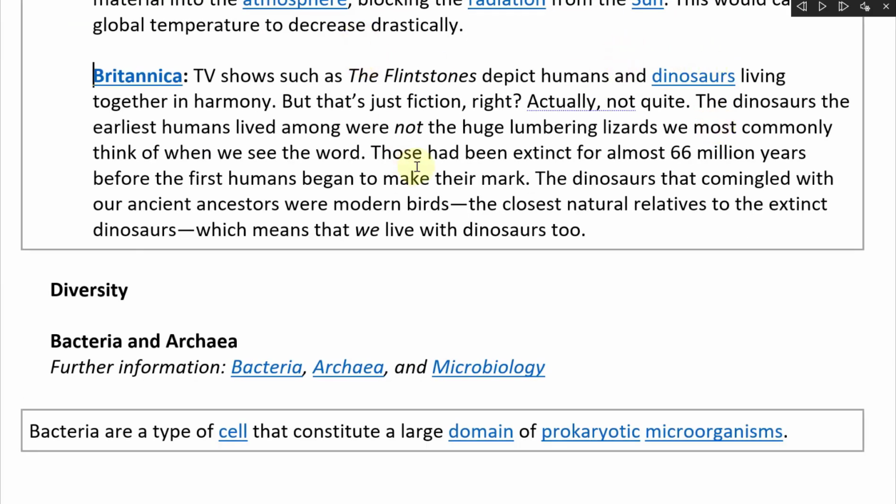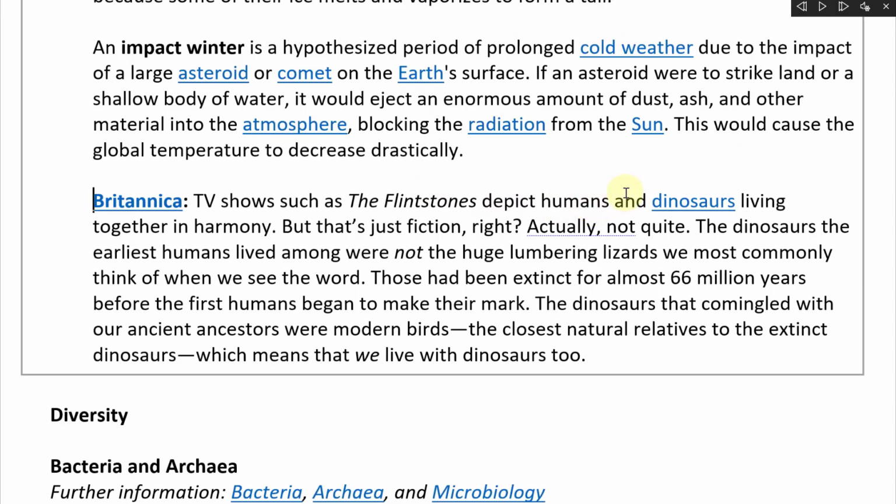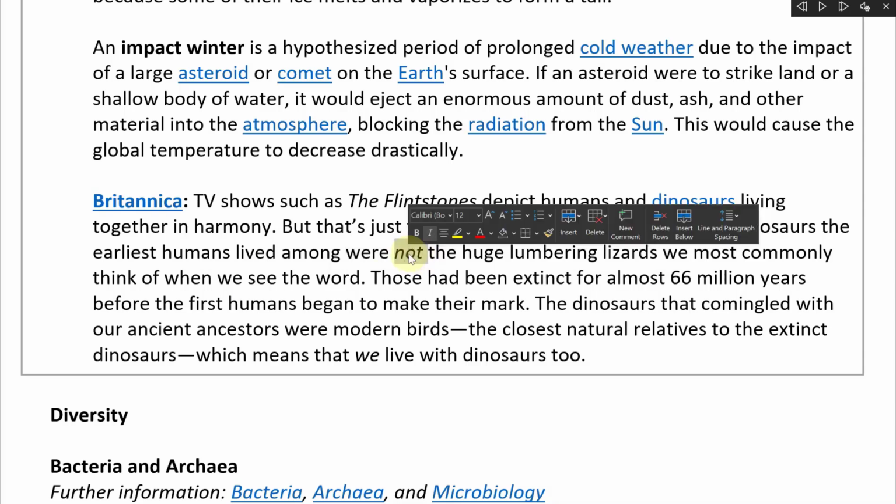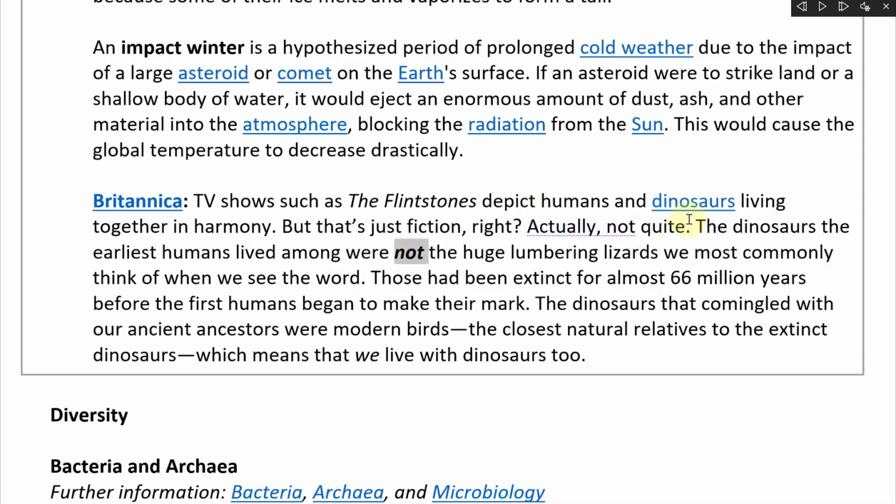Alright, so Britannica: TV shows such as The Flintstones depict humans and dinosaurs living together in harmony, but that's just fiction, right? Actually, not quite. The dinosaurs the earliest humans lived among were not the huge lumbering lizards we most commonly think of when we see the word. Those had been extinct for almost 66 million years, since the asteroid or comet hit, before the first humans began to make their mark.